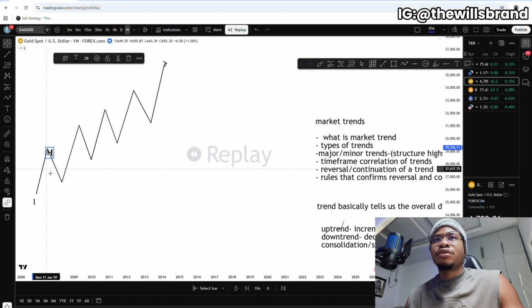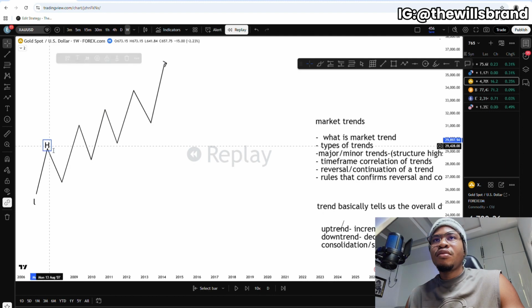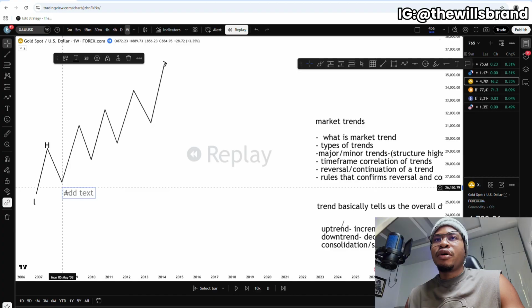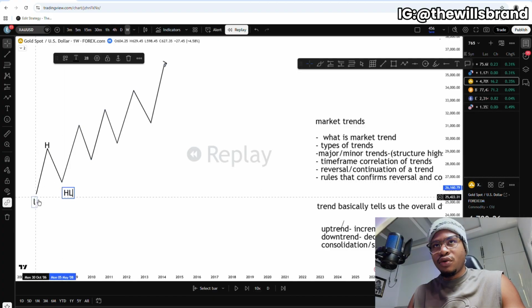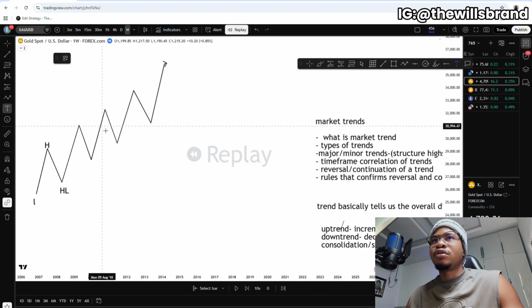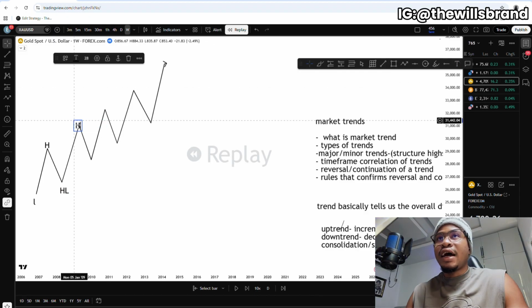Let me use capitals. Then we have another low here. But now this low here is higher than this one, so we call it a higher low, right? Now after that we have a new high, but this high is higher than the previous one, so we call it what? A higher high.